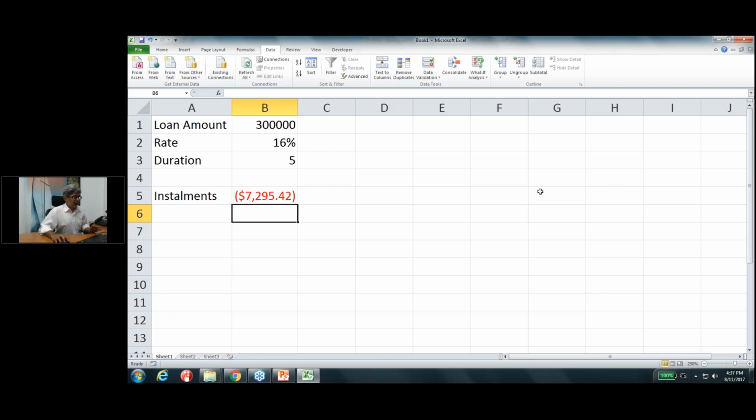So what we need to do is generate a data table. The data table is of two types. One is known as the one-input data table and the other is known as the two-input data table. I will develop a one-input data table right now, but after that I will be developing a two-input data table.